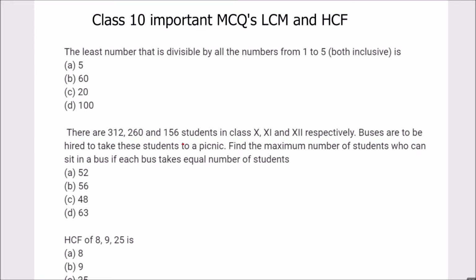The question says the least number that is divisible by all the numbers from 1 to 5 is. In this type of question we have to find out least number, and least number means we are finding the LCM, and as the number is divisible by all the numbers from 1 to 5, so we'll find the LCM of 2, 3, 4 and 5.